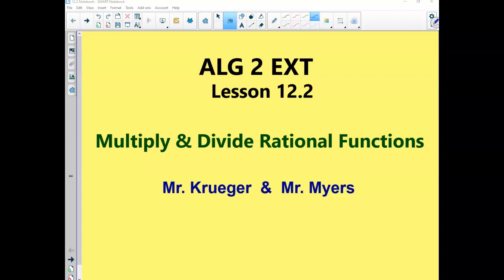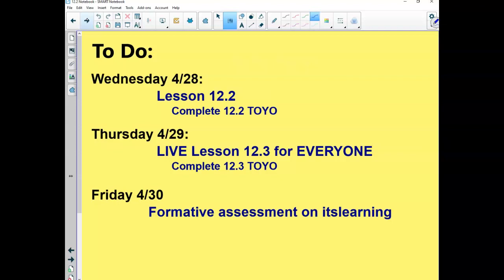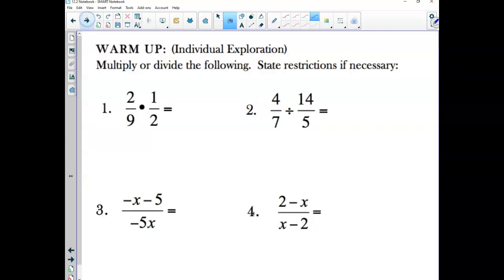Today we're multiplying and dividing those rational functions. Remember, all they are is disgusting fractions. And when we're done with this lesson, hopefully today's easier than yesterday, you should complete your 12.2 try on your own, and tomorrow we will hammer out lesson 12.3, which is solving rational functions. And then we have a formative assessment on Friday that we're going to ask you to do while you're at home.